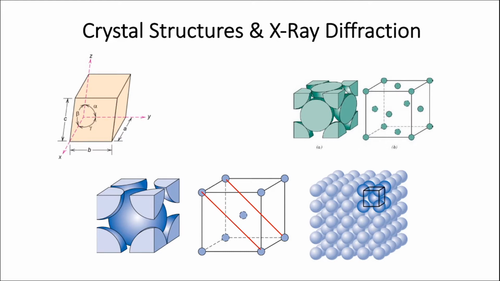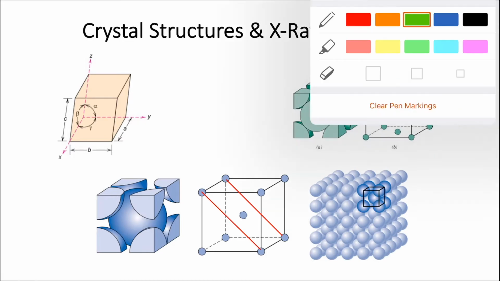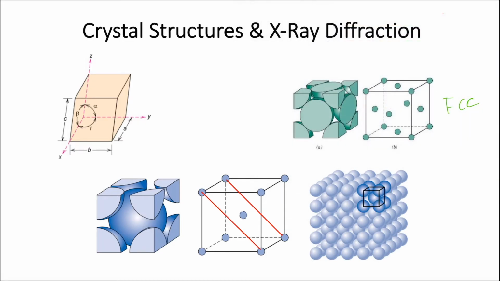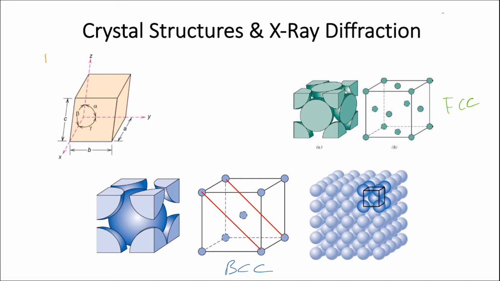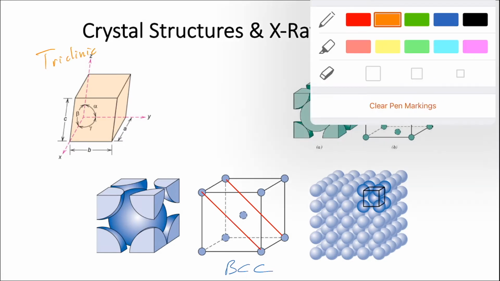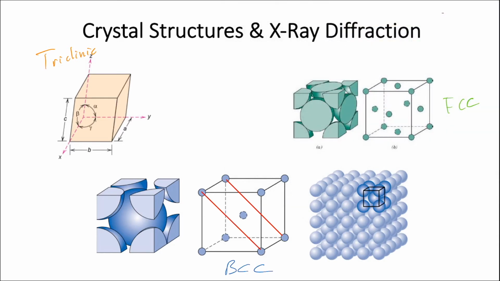So here are some examples of different crystal systems and crystal structures. Take like 5 seconds and look through it. Can you identify any of these crystal structures? As an example, the top right here is the FCC crystal structure, or face-centered cubic. The bottom left, or really this whole bottom row, is BCC. And this one up here in the top left is actually the triclinic crystal system. We'll talk more on the next slide about different crystal systems.